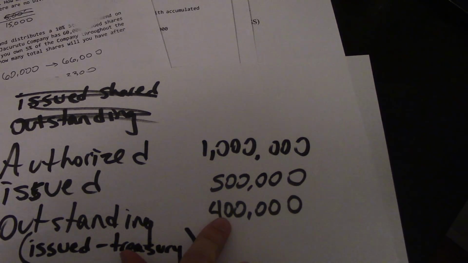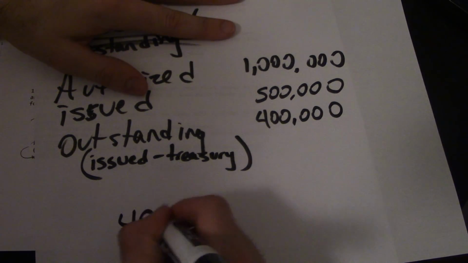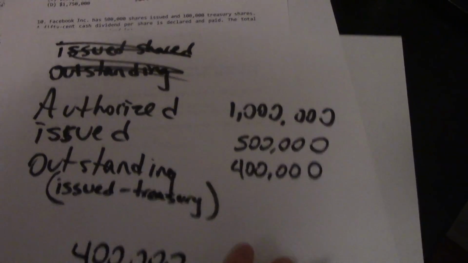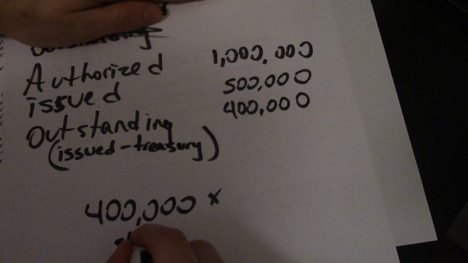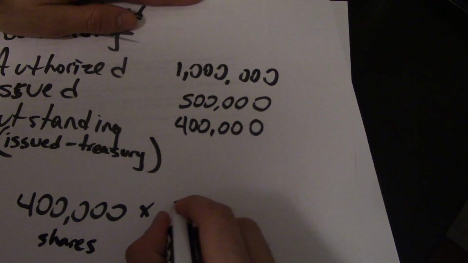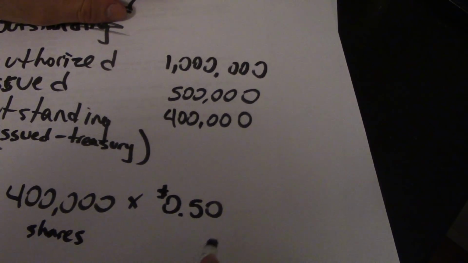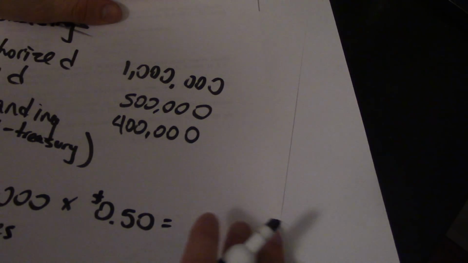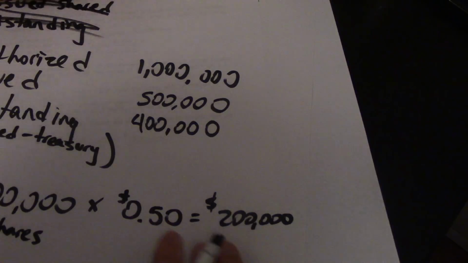Okay, so we've got 400,000 shares outstanding. We've declared a 50-cent dividend. So if we've got 400,000 shares outstanding, and each share is getting a 50-cent dividend, that means we're going to pay a dividend of $200,000. Letter A.